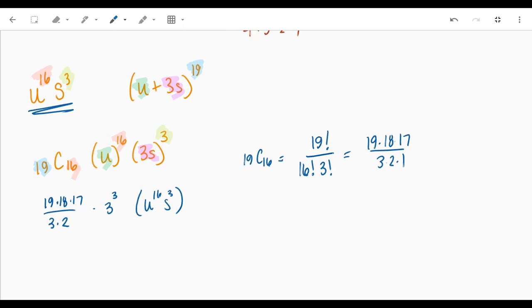And again, just use your calculator. Okay, 3 to the 3rd is 27, so we can do 19 times 18 times 17 divided by 6, and then times 27, and we get 26,163 is the coefficient.